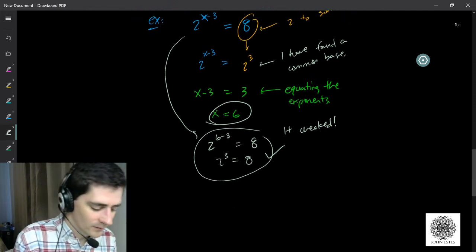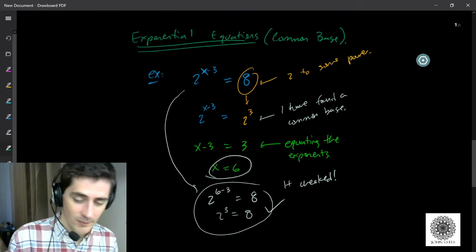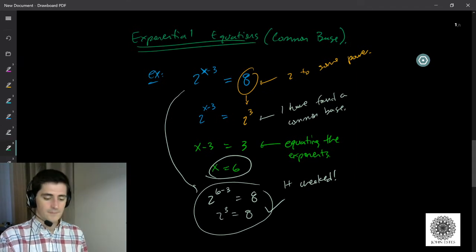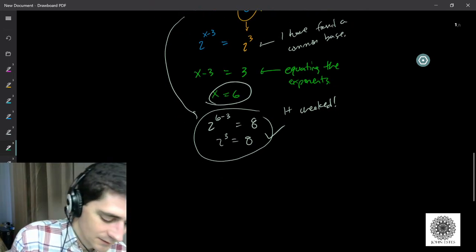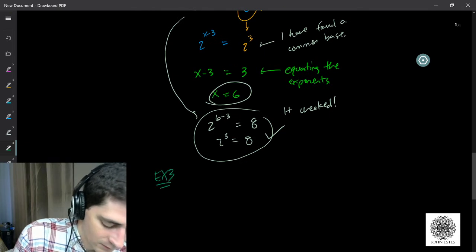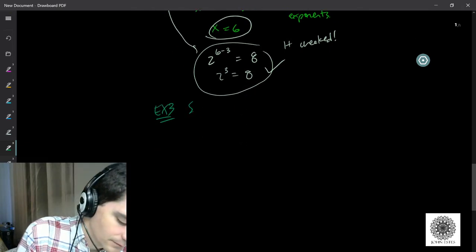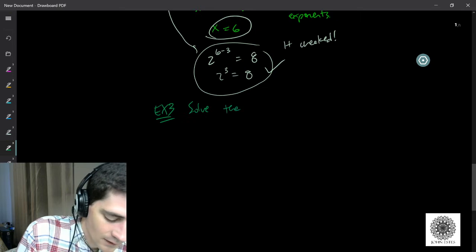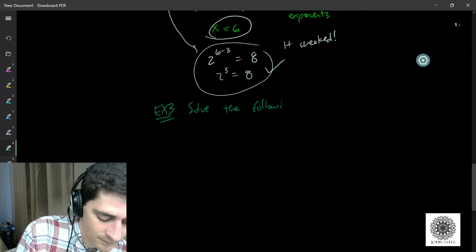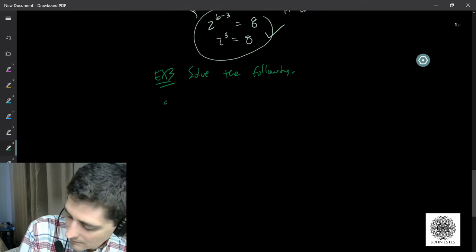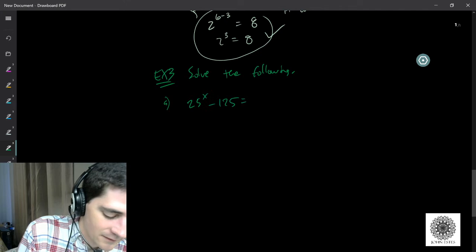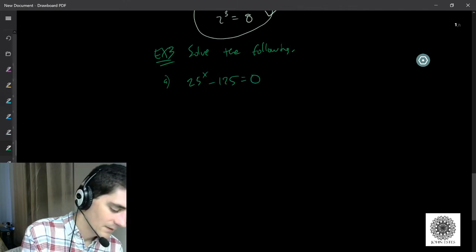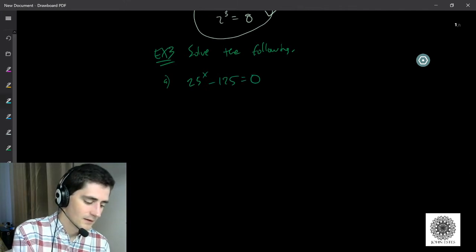Okay. All right. So let's look at some examples, and we're going to apply the same technique. What we have to do is we have to get both sides of the equation to be the same base raised to some power. Okay. So this is example 3, and we're going to look at several of these. Let's solve the following. All right. So A, we have 25 to the x power minus 125 equals 0.